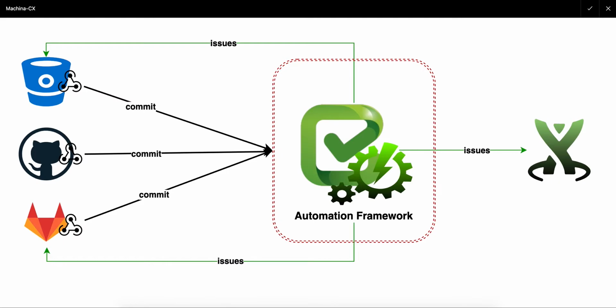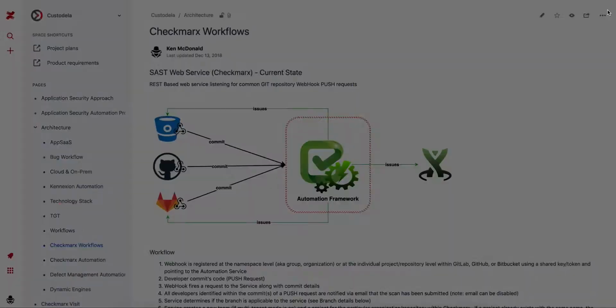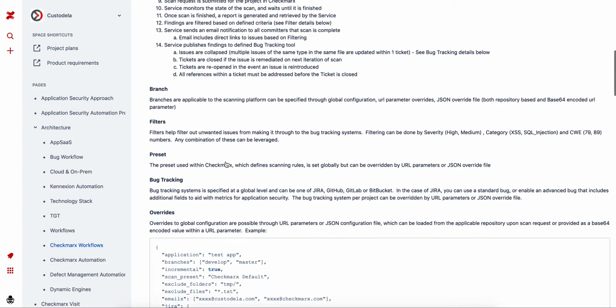So the first way to run this automation is by leveraging webhook functionality from the common repositories. From the repositories, you can register a webhook. You have our automation service listening for these webhooks, and it will orchestrate scans: create a project, kick off the scan, and then provide feedback either in line with a pull request, merge request, or providing closed loop tracking within defect management systems.